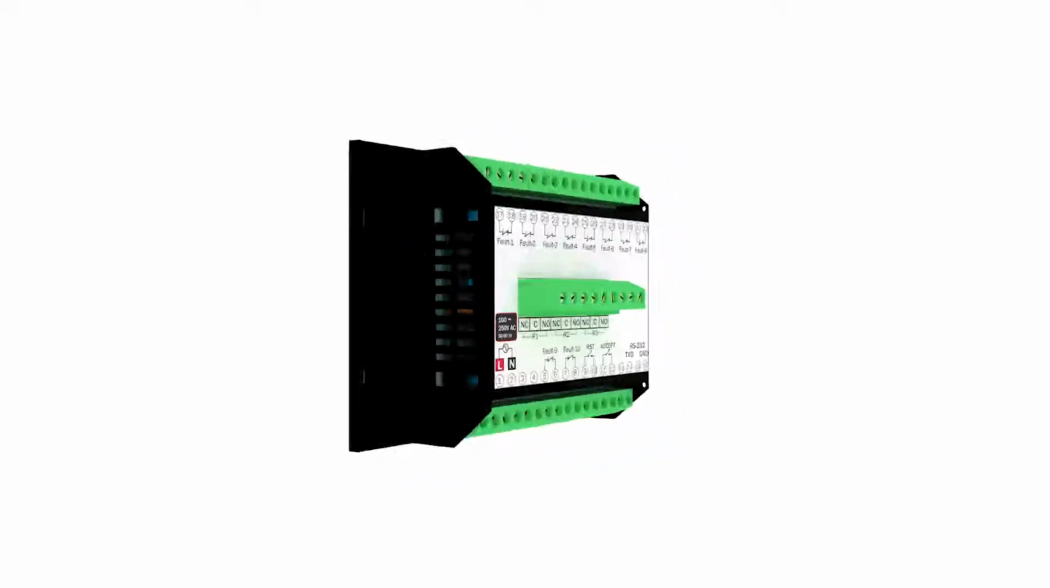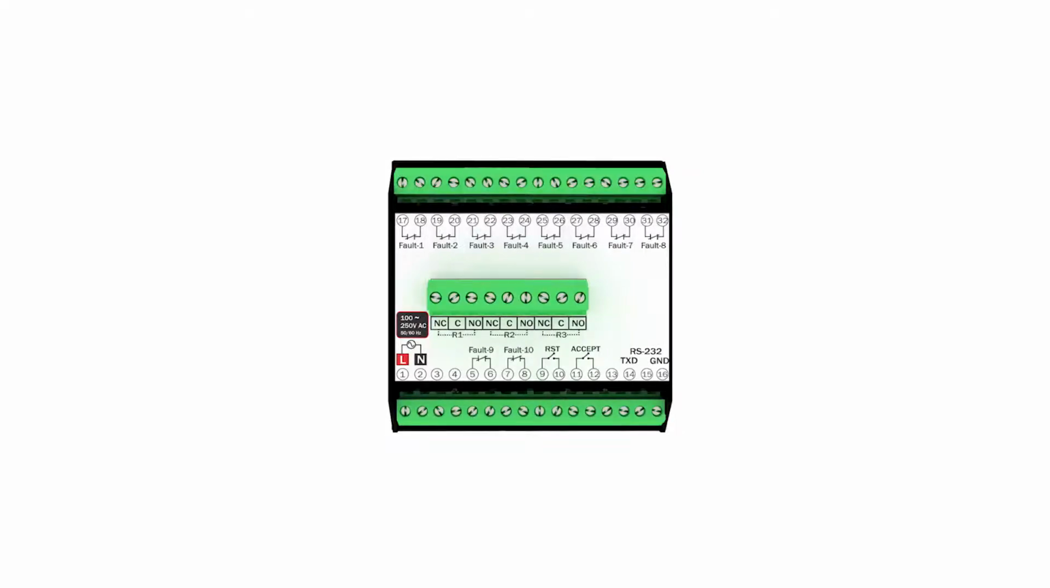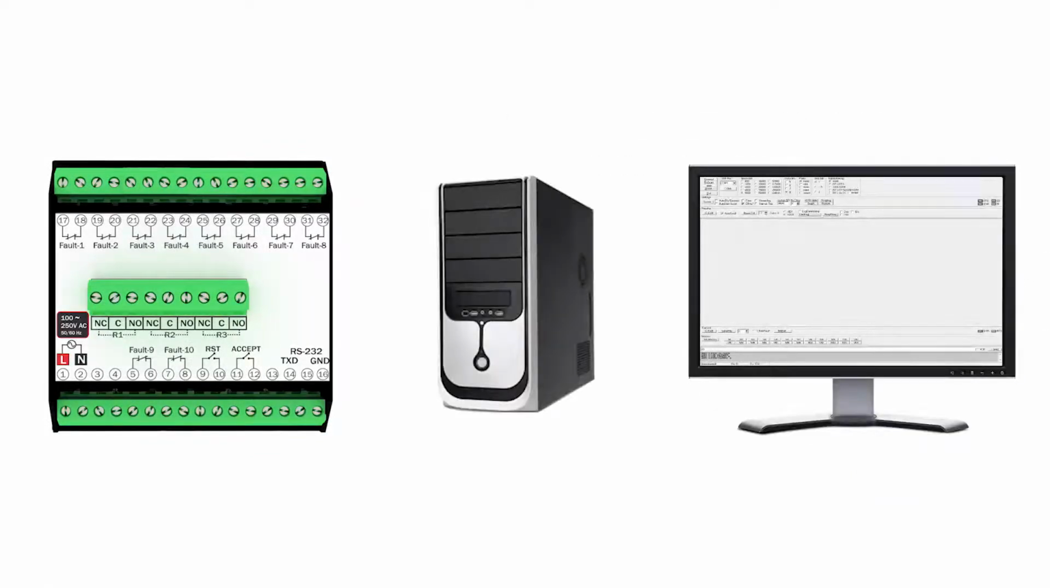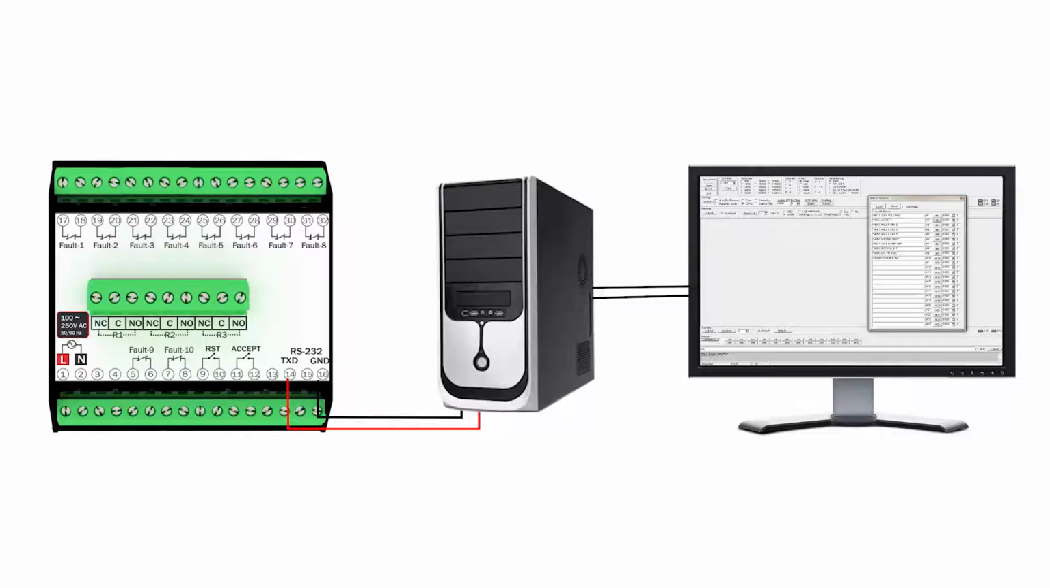Now, to define a fault in FA11, FA11 is connected to a PC using RS-232 communication. Install a software called Terminal. Press the connect button in the software. Then a pop-up menu comes up where you can define all the faults using M1, M2, M3, etc.